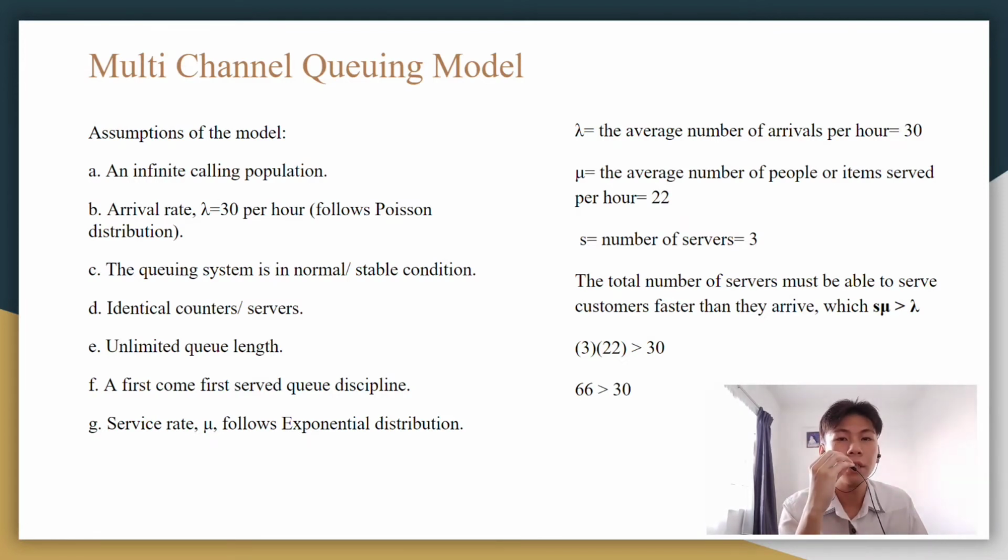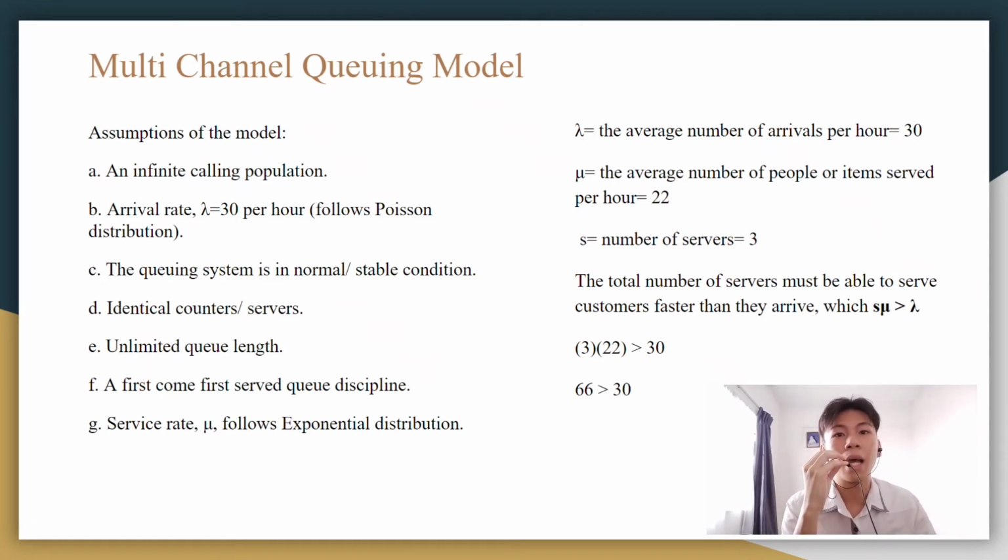Next, I am going to present the calculations for the operating characteristics of our multi-channel queuing model. Before we start our calculations, we have to note the assumptions for our model: an infinite calling population, the arrival rate of customers in the queuing system is random and follows a Poisson distribution, the queuing system is in normal or stable conditions, we should identify the servers, unlimited queue length, a first-come first-served queue discipline, and the service rate of customers with service times following an exponential distribution.